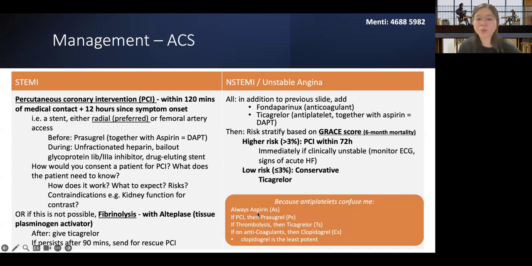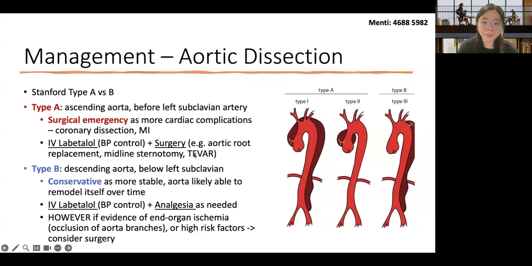Always you'll give aspirin, 300 milligrams, to everyone who probably has an ACS. If they're getting a PCI, you would give prasugrel. If they're having thrombolysis, ticagrelor, and if they are on anticoagulants, then you would switch it out for clopidogrel, because if they're already on anticoagulants, you don't want to overdo it. So that's why you switch it to a less potent antiplatelet, clopidogrel. Okay, so hopefully that was clear, and we're gonna move on to aortic dissection.